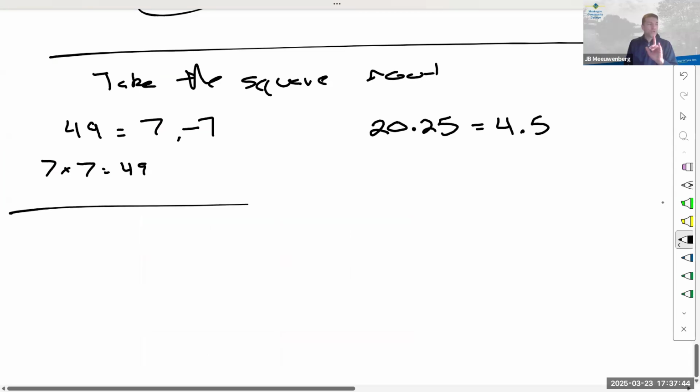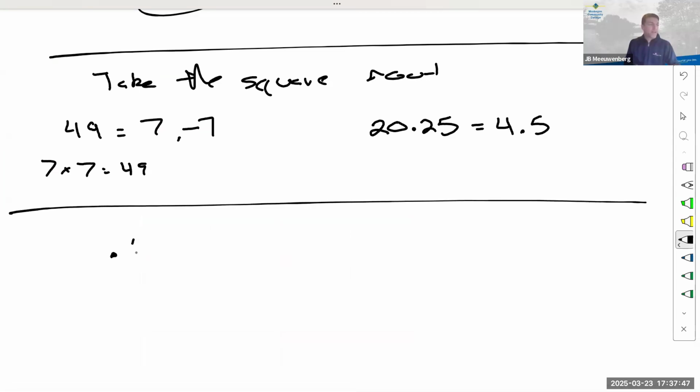Now I want to challenge you to do these next two mentally first, and then maybe double check on your calculator. 0.64 and 1/4. So the square root of 0.64, or 64 hundredths, is 8/10, or 0.8. Remember, when you multiply a decimal number less than 1 by itself, or by another decimal number less than 1, it actually gets smaller. So 0.8 times 0.8 is equal to 0.64. The product is smaller than the numbers you started with.